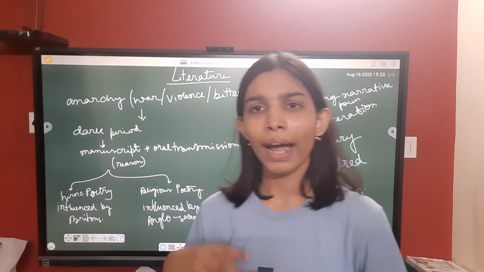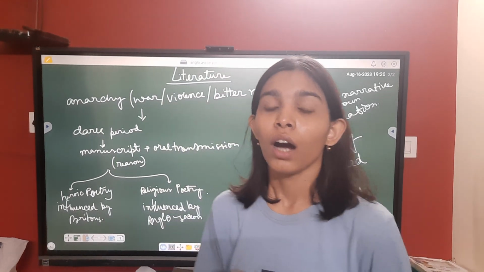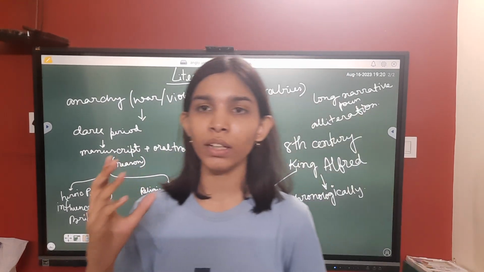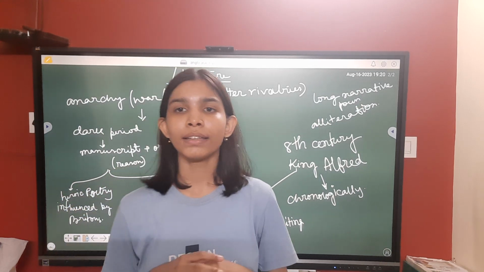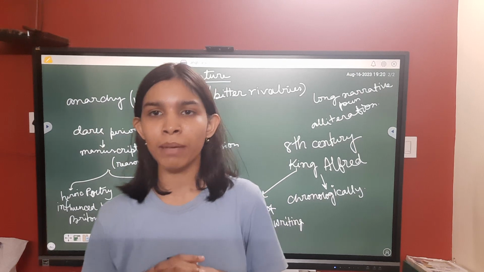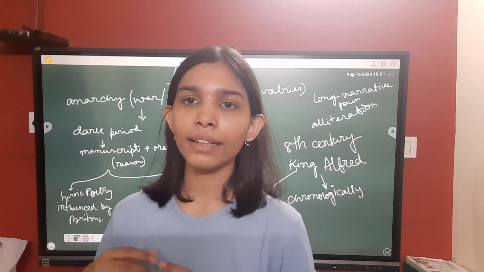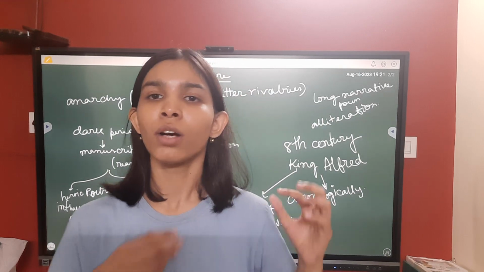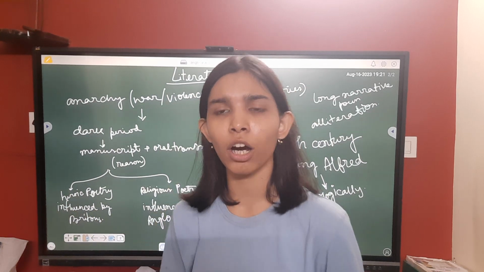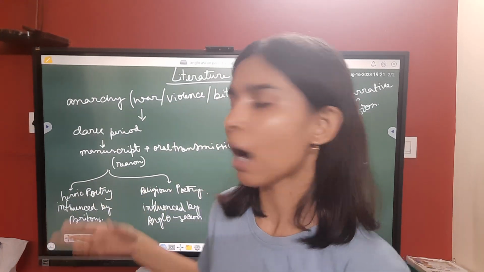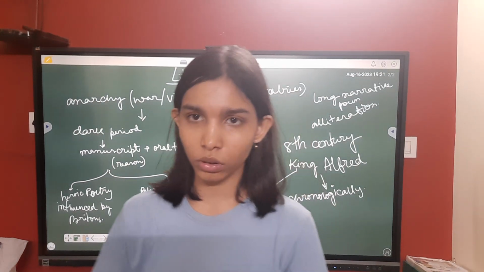So I have previously said that long narrative poetry was the only thing that used to be done at that time. Apart from that, there was no concept of rhyming scheme or rhyming pattern. Instead, they used alliteration a lot. As I was giving you a citation about Beowulf, on heroic poetry, now let's talk about what Beowulf is.